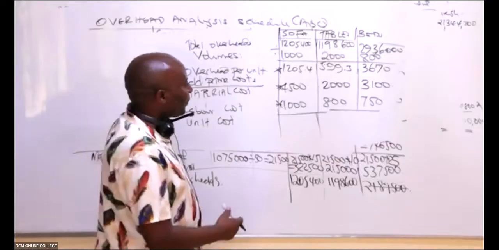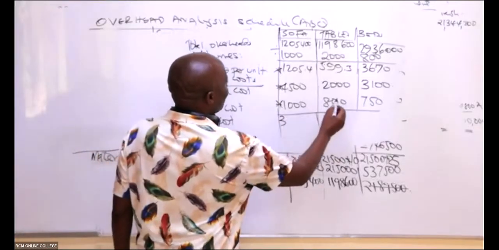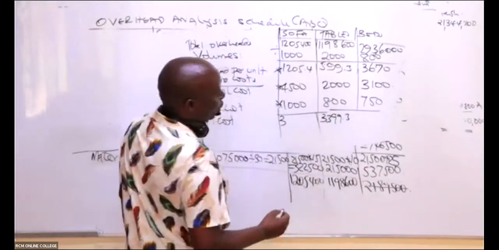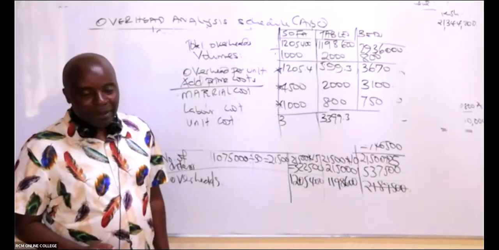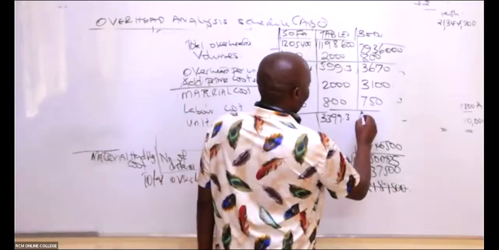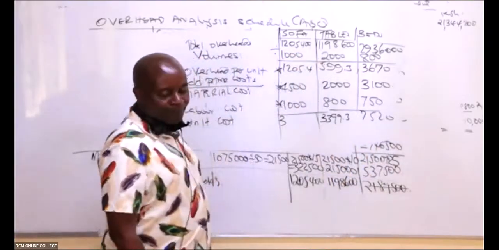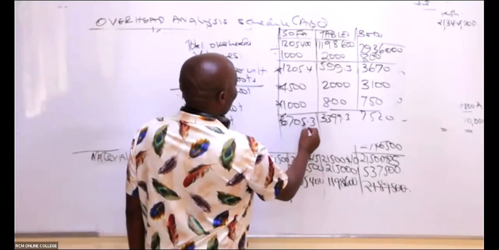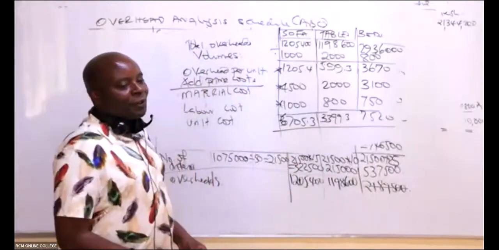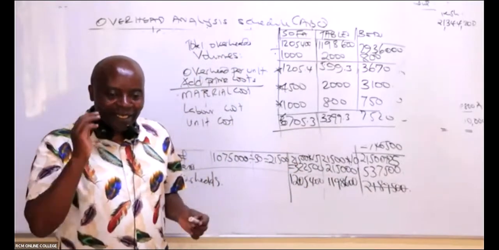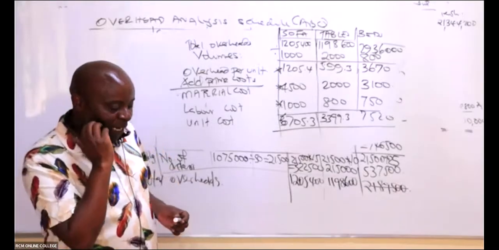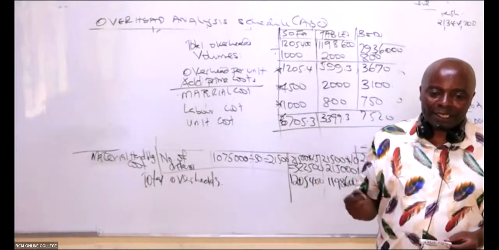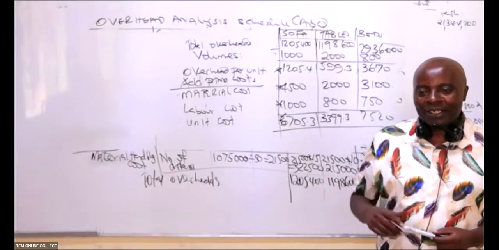Tables, how much? 33.99.3. Thank you so much. Beds 2520. Sofas 6705.3. So if you compare the traditional method and this ABC method, the answers can never be the same. The cost that we have there will be different. Which method in this case will you trust their figures? ABC. It's modern.